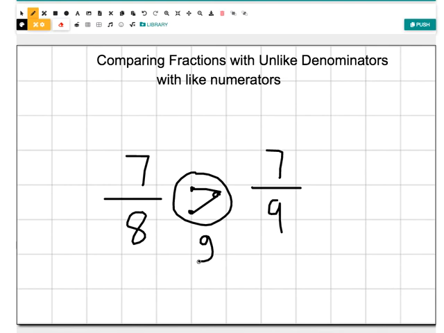Alright, so that's comparing with unlike denominators but with like numerators. So this only works when the numerators are exactly the same. So when the number on the top is the same as the number on the top of the other fraction, we'll be looking at the denominators to see the smaller the number, the bigger the fraction. If you have any questions, please let us know.